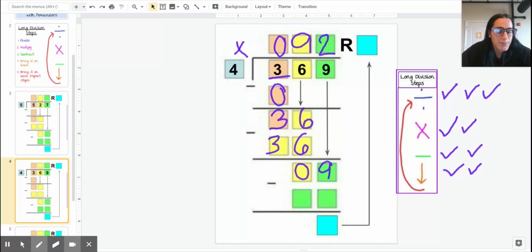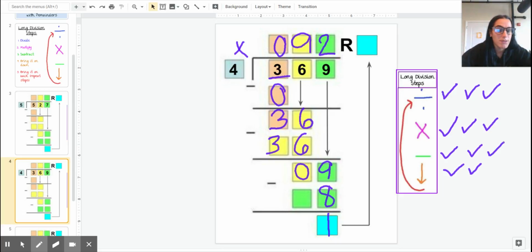Now we need to multiply. 4 times 2 is 8. Check off that we've multiplied. Next step is to subtract. 9 minus 8 will leave me with 1. And let me check. I'm going to check that we've subtracted.